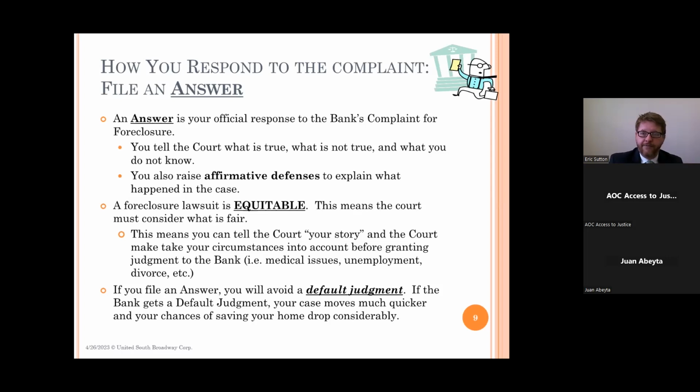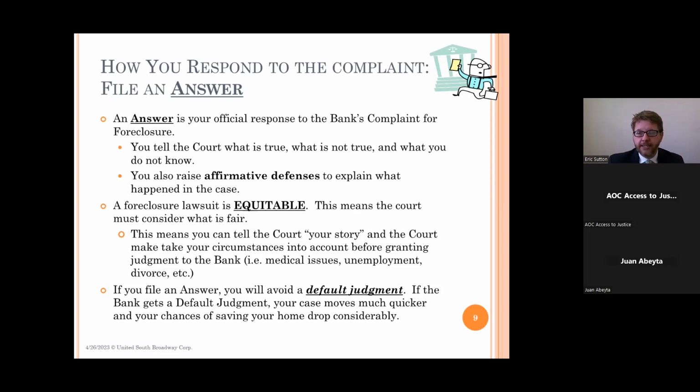And I'll show you again on a sample form, I'll point out some of what those might be. A foreclosure lawsuit is what's called a case in equity. It's an equitable proceeding. And I won't go too much into what that means, but essentially it means the court, as part of crafting its relief for the parties as the case goes on, has to consider what's fair to both parties. And I have to stress that it has to consider what's fair to both parties.